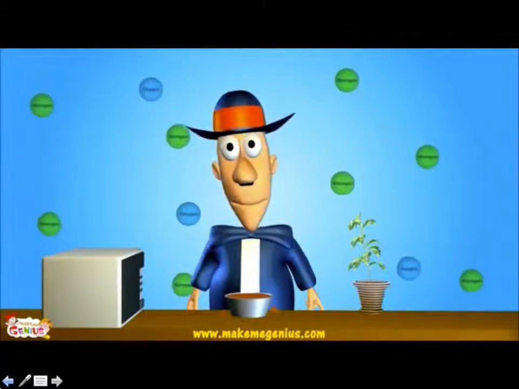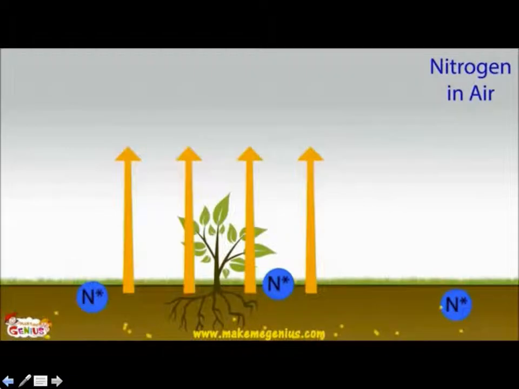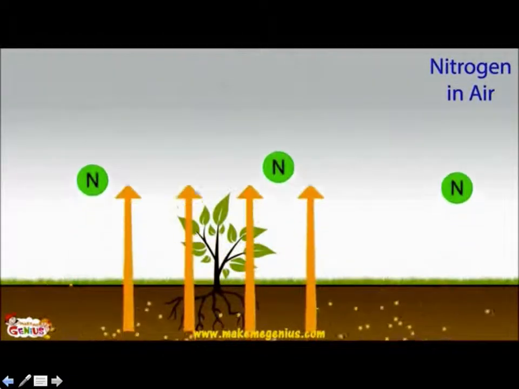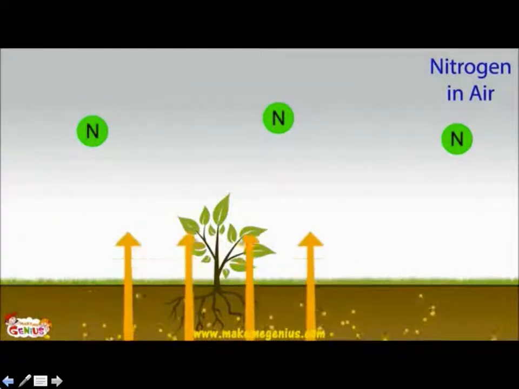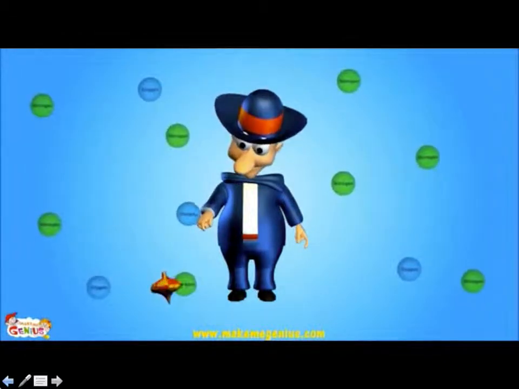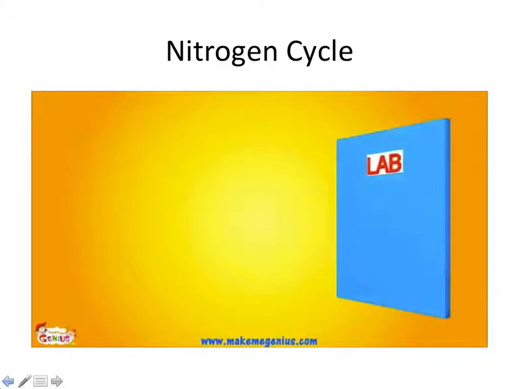Do you want to know how this nitrogen goes back to the air? Some other bacteria do this work. They change ammonia and nitrate back to nitrogen, so the nitrogen cycle can be completed. Round and round and round, in the air, in the soil, in the plants.